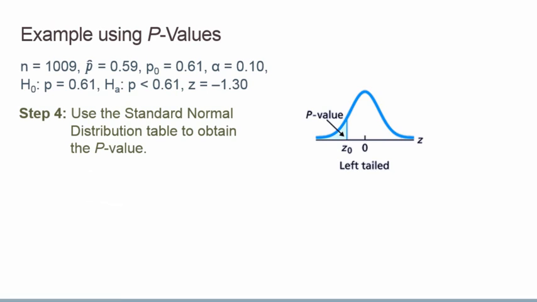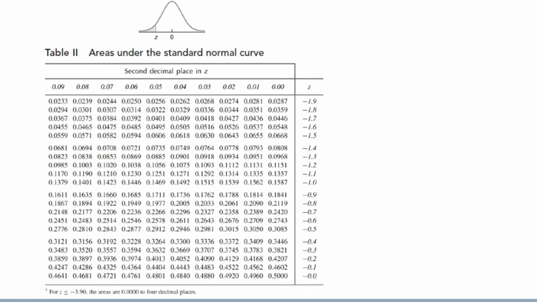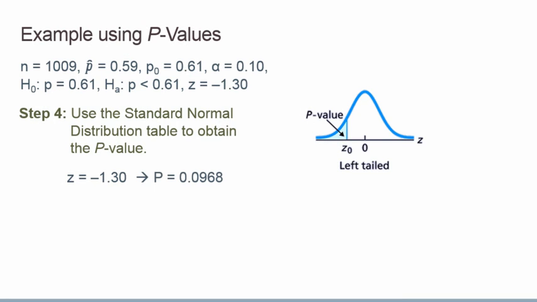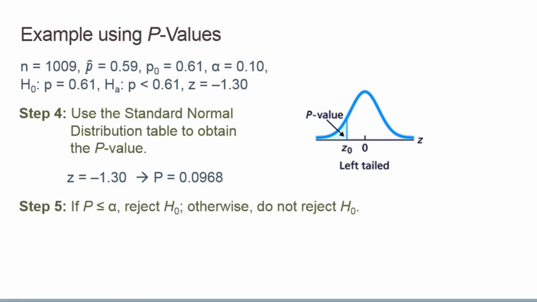Step 4. Use the standard normal distribution table to obtain the p-value. Since z is negative 1.30, I want to go to my table. Negative 1.30 is 0.0968. So p equals 0.0968.